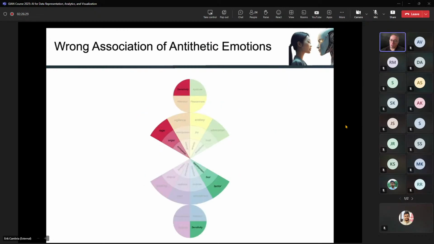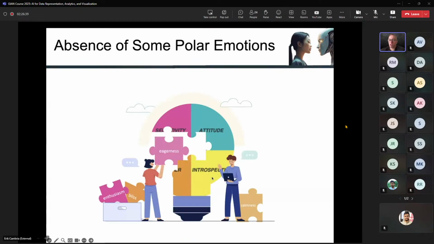So this is what I just mentioned. In Plutchik's wheel of emotions, for example, you have that fear and anger are opposite to each other, but that's not the way it should be.